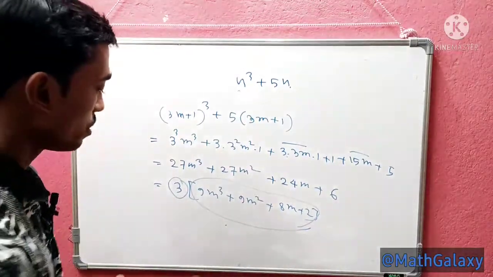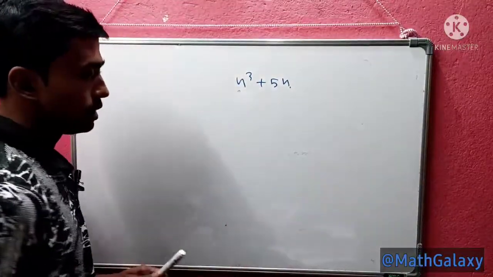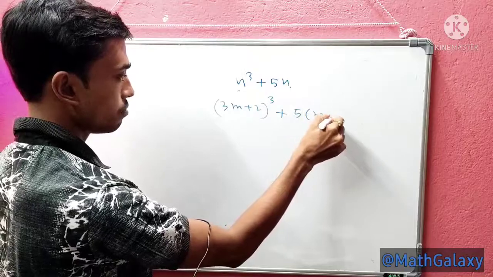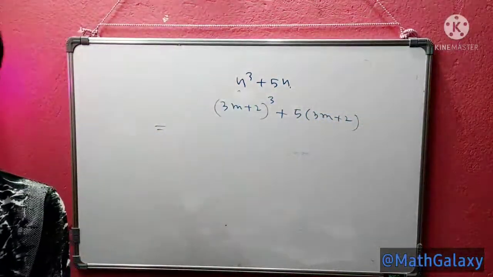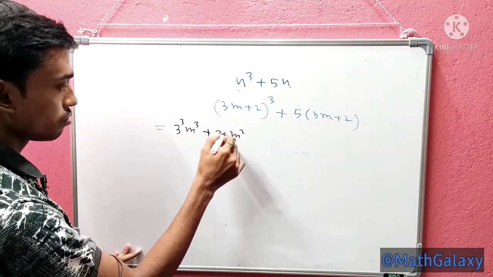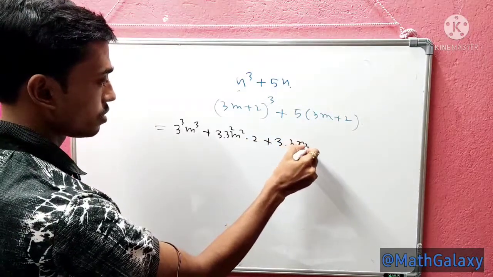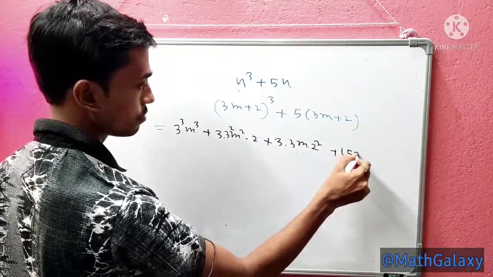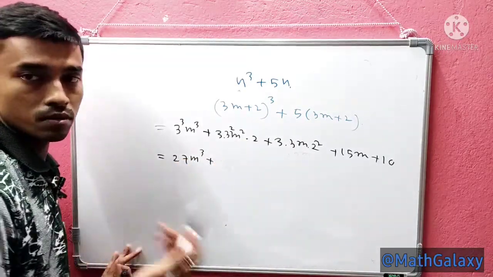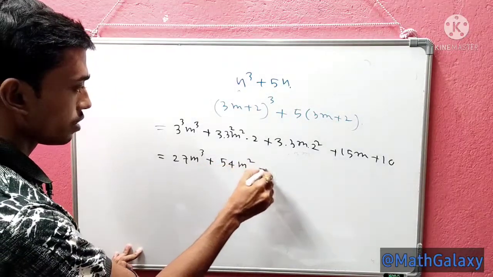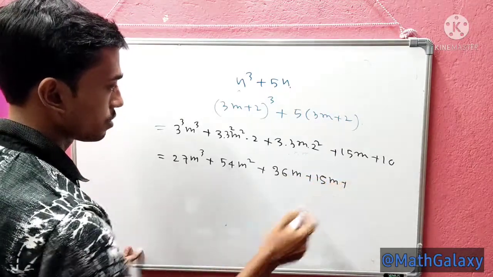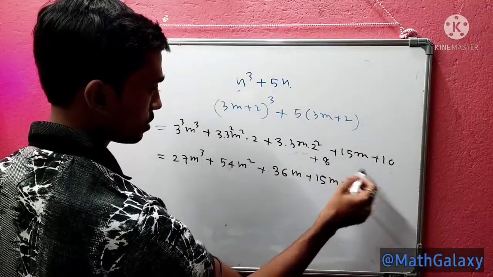And the last case is 3m plus 2. We have to plug in that. This case is much easier. So 3m plus 2 whole cube and 5 into 3m plus 2. Now you just solve this. So 3 cube m cube plus 3 into 3 square m square into 2 plus 3 into 3m into 2 square plus 5 into 3m is 15m, plus 10. So we have 27m cube plus 27 into 2, basically 54m square, plus we have 9 into 4, 36m, plus 15m, plus 8 plus 10 equals 18.